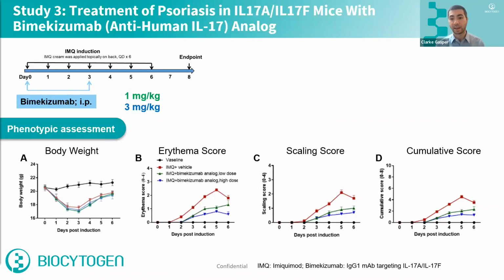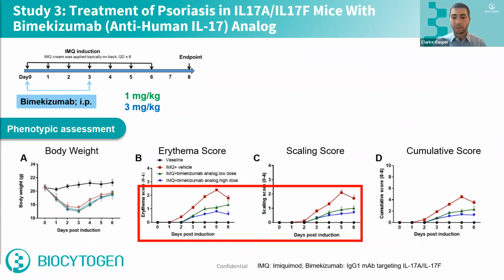And so to test the efficacy of novel antibodies targeting the human IL-17 pathway, psoriasis was induced with imiquimod over a 6-day period. Beginning on day 0, Bimekizumab, an anti-human IL-17 antibody, was intermittently dosed at both low and high concentrations. And so shown in the green and blue curves here, the anti-IL-17 treated mice have an overall reduction in skin erythema and scaling.